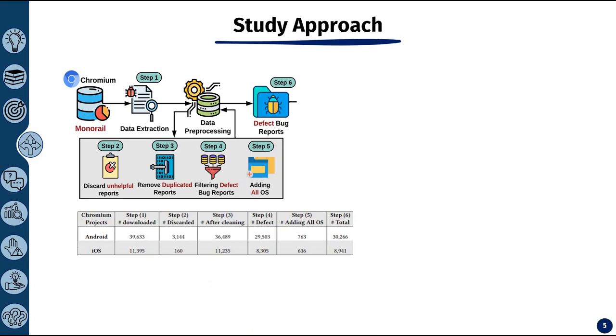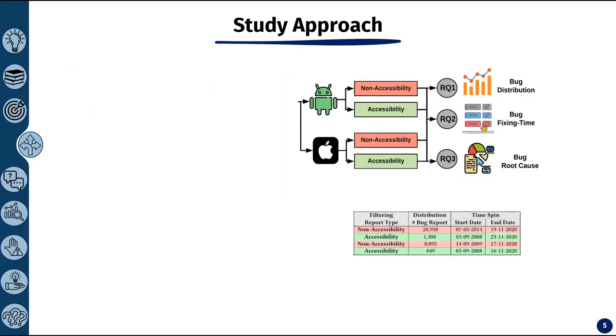In step 5, if a bug report has 2 tags, for example Windows and Android, we consider that bug report as also affecting the Android platform. And in step 6, we only consider defect bug reports. In order to identify accessibility and non-accessibility bug reports, Chromium has a feature where they tag the bug reports as accessibility or not accessibility. And after we identified them on both platforms, we went on to answer research questions 1, 2, and 3.